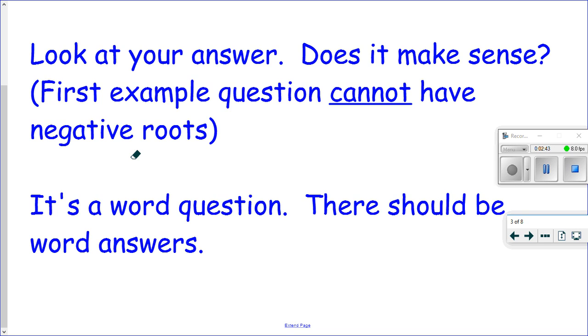So for instance, if you throw a ball up in the air, you would expect that you would be able to find two roots from your quadratic equation. One might not be a real root, right? It might be negative time, but it does hit the ground. If you come up with a solution with no roots, it does suggest that you've made a mistake somewhere and you're going to have to go back and see where the mistake is. Finally, of course, it's a word question, so it should have word answers.